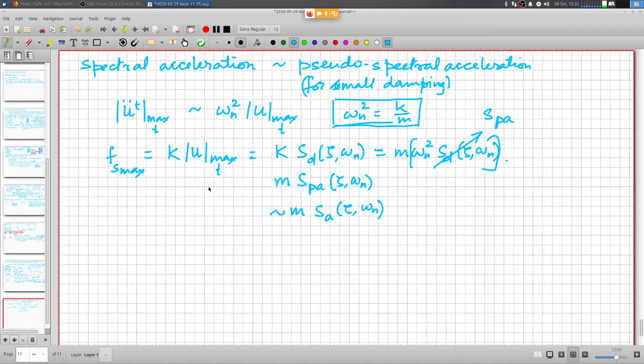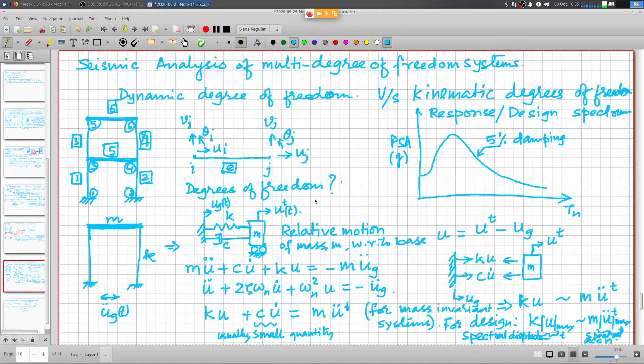So this is what you need to figure out, and the importance of this response spectrum that you have computed. Now you must realize that it's a rather tedious job to compute a response spectrum of a time history.